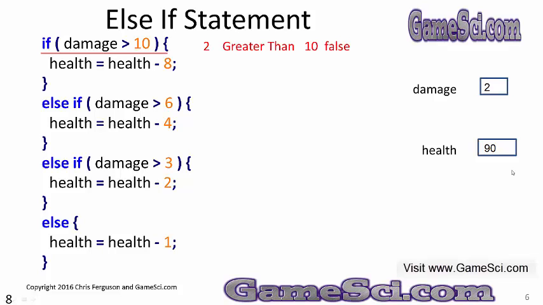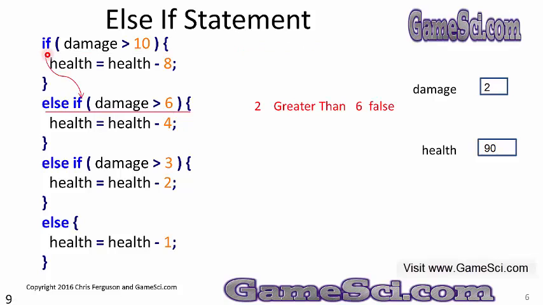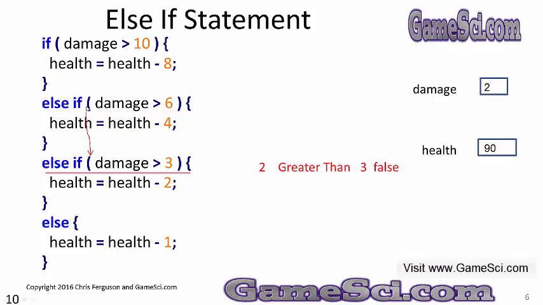So 2 seems to be a small amount of damage. Let's see what happens when damage is 2. Damage greater than 10. With 2 in the damage variable, 2 greater than 10 is very much a false statement. As a false statement, it will skip the if block and go straight to the else. And here it is. It went straight to the else. This else is attached to that if. 2 greater than 6 evaluates again to a false statement. Damage is 2. 2 greater than 6 is false. When the if is false, I jump to the else. This else is attached to that if, so I'll jump to this statement immediately following the else.